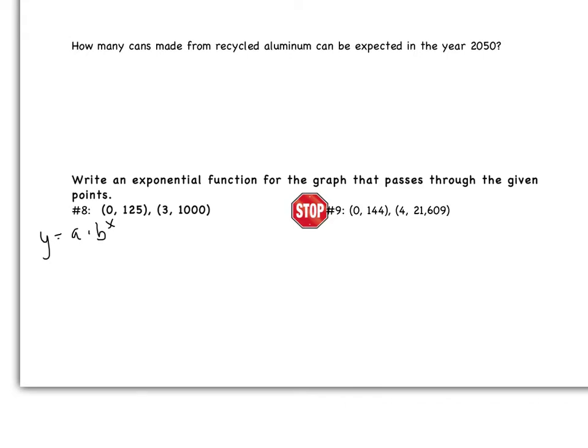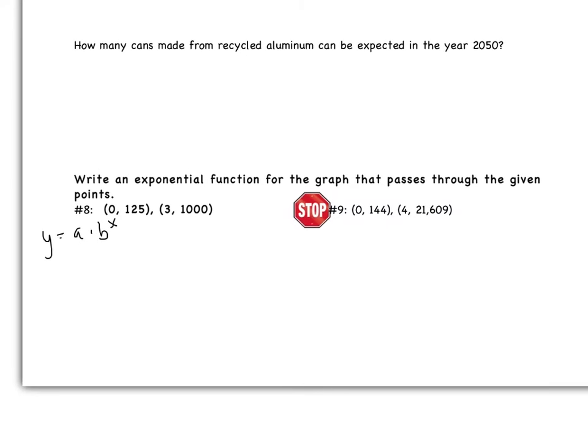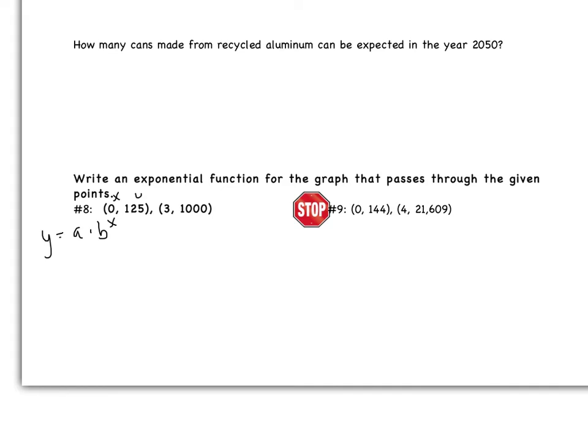I'm going to substitute in my first point, 0, 125. Remember that this is x, y. So I have 125 equals a times b to the 0 power. Remember that b to the 0 power is 1, so that just goes away. So I got a equals 125. So far I have y equals 125 times b to the x.